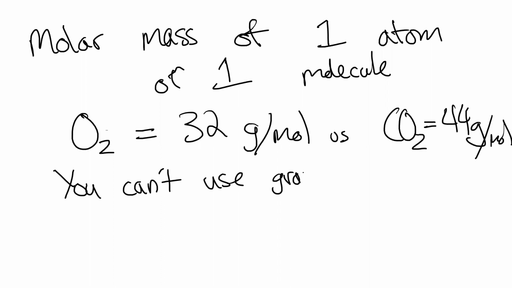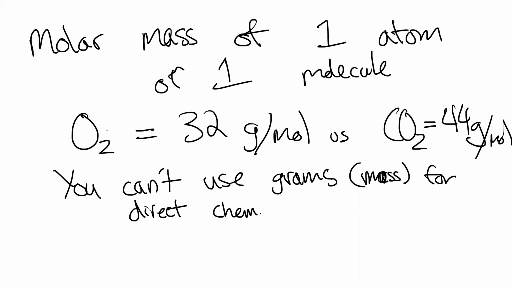You can't use grams, mass, for direct chemical calculations, because a gram of oxygen does not contain the same number of particles as a gram of carbon dioxide. Okay?